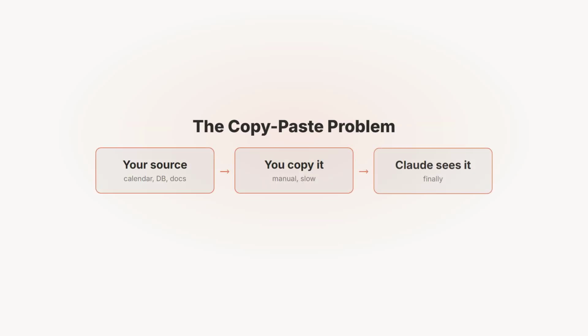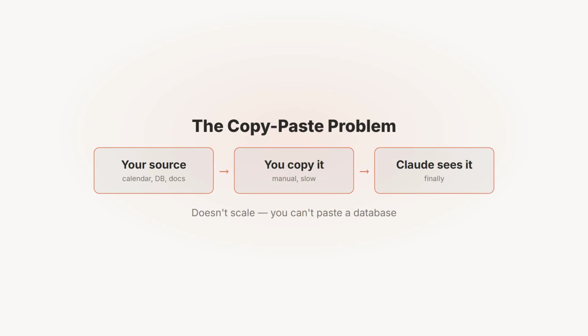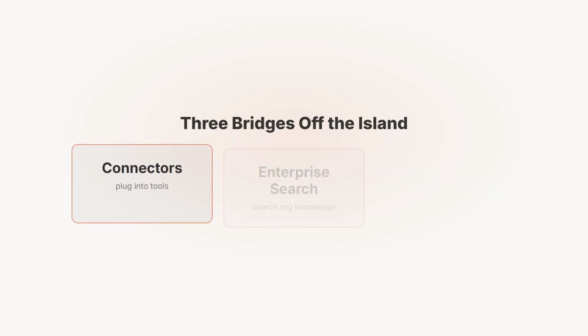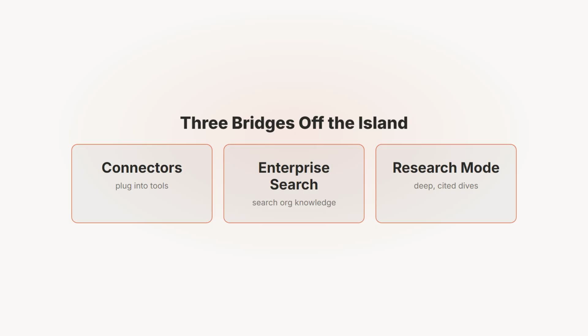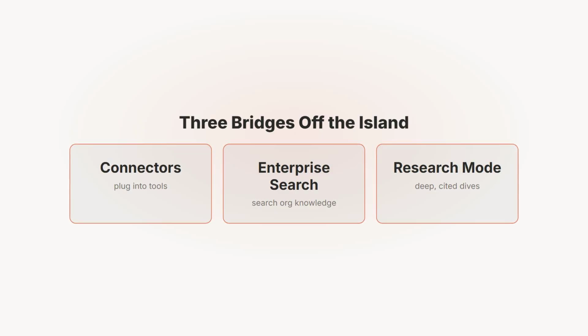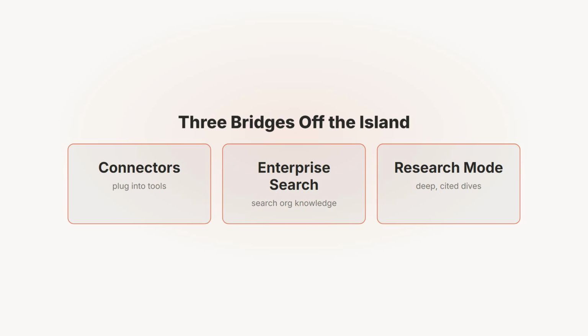The only way information gets onto the island is you, copying and pasting it in. That works, but it doesn't scale. You can't paste your whole calendar. You can't paste a database. So Claude has 3 ways to build bridges off the island. 3 ways to reach real information without you couriering it by hand. Connectors, enterprise search, and research mode. One at a time, then we go live.